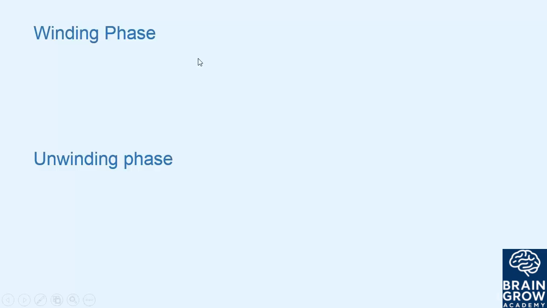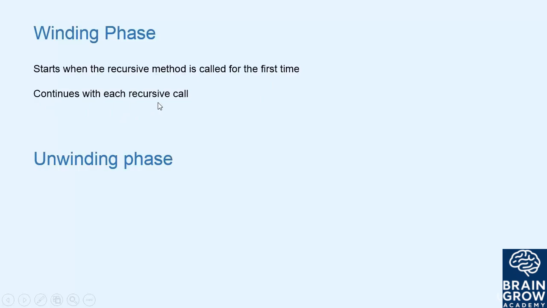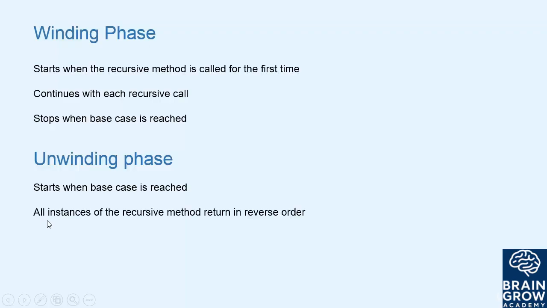Recursive methods work in two phases, winding phase and unwinding phase. Winding phase starts when the recursive method is called for the first time, and it continues with each recursive call. It stops when the base case is reached. And when this winding phase stops, the unwinding phase starts. So unwinding phase starts when the base case is reached. And in unwinding phase, all instances of the recursive method return in reverse order. And this phase stops when the first instance of the recursive method returns.